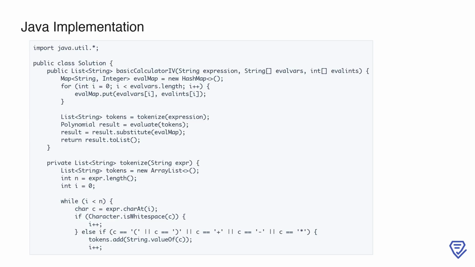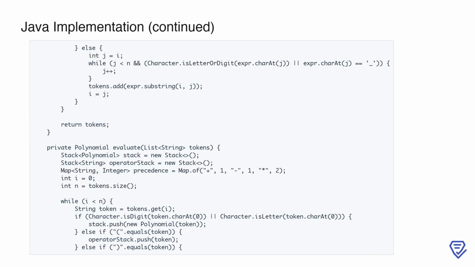The tokenize method processes the expression by iterating through its characters and splitting it into meaningful tokens. For example, operators like plus, dash, and asterisk are added directly, while alphanumeric sequences are grouped together as variables or numbers. In the continuation of the tokenize method, we handle the case where a sequence of letters, digits, or underscores is encountered. This ensures that variable names or numbers are correctly identified as single tokens. Once a token is constructed, it is added to the list, and the loop continues until the entire expression is processed.